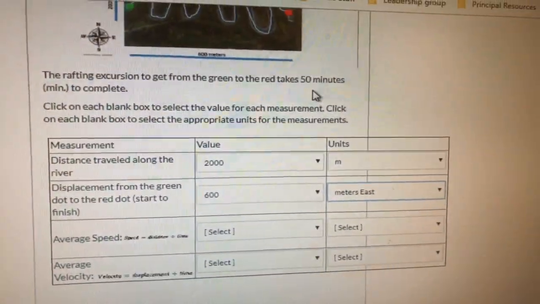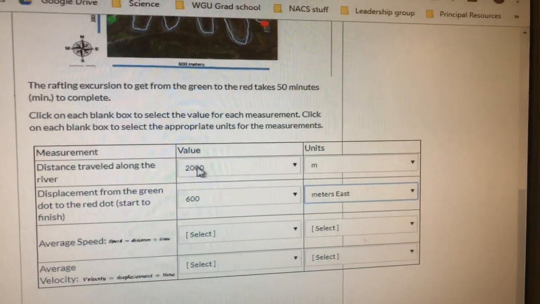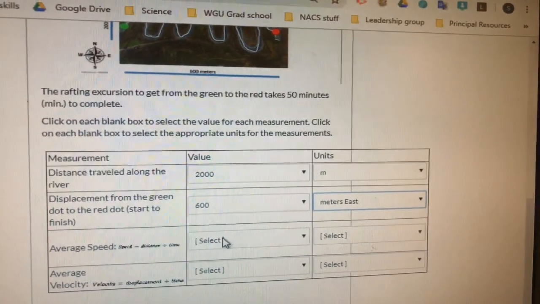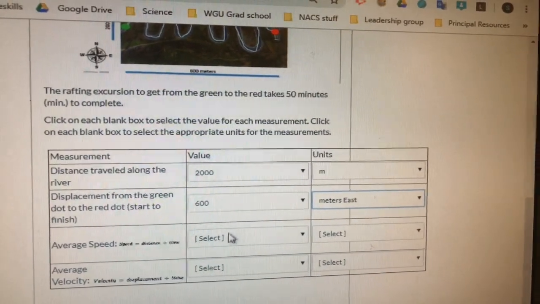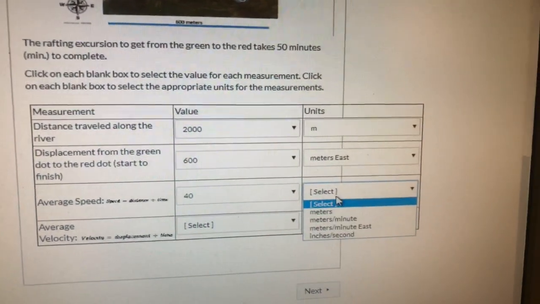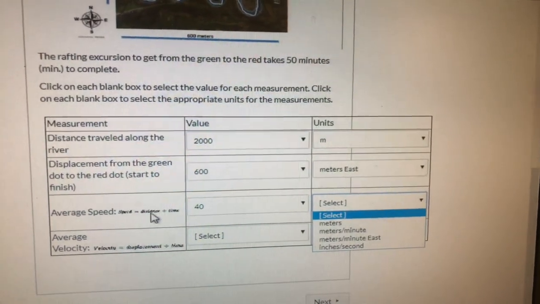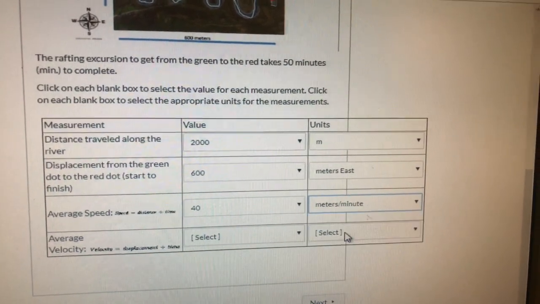Average speed is the distance divided by the time. Up here it tells you that that whole trip took 50 minutes. So you take the distance, which was 2,000, and you divide it by the time, which is 50. 2,000 divided by 50 is equal to 40. And then this one is going to be in meters, because meters were distance, and then our time was in minutes. So it's going to be meters per minute.